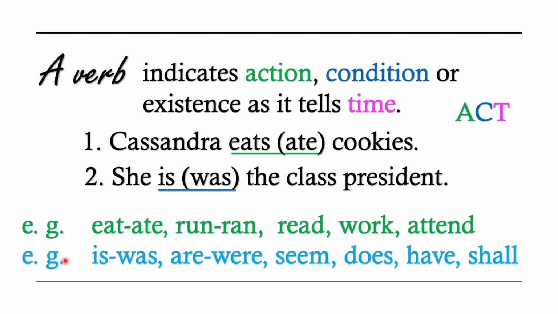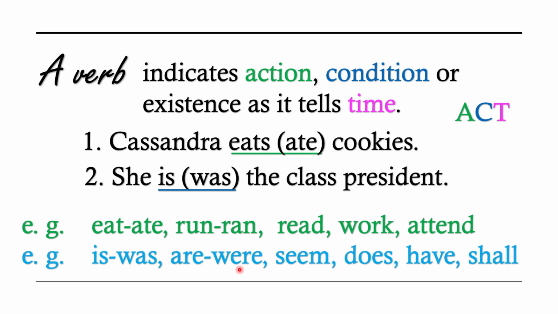How about the blue set, ma'am? So in the blue set, we have is, its past form was, are, its past form were. We have seem. So these three are linking verbs, or helping verbs. Does, have, shall. These are also verbs. Auxiliary. Shall is a modal verb.